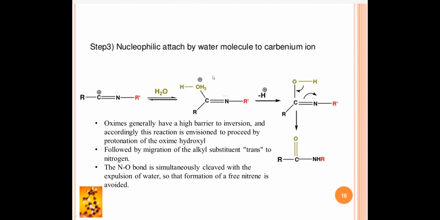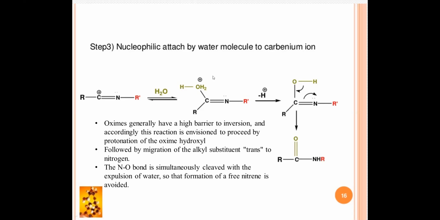So what is the first thing? First is protonation, then followed by transmigration, then attack of OH. There is one mistake over here: there should not be an extra H plus. So OH attacks, then there is a loss of proton.